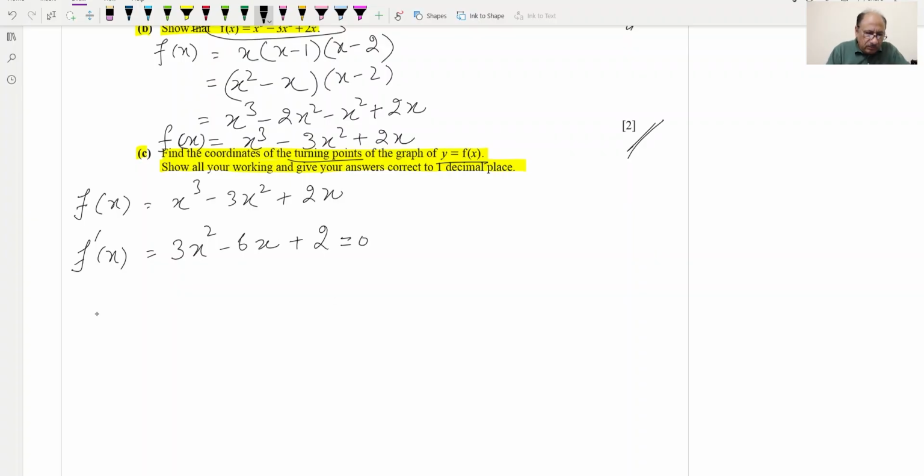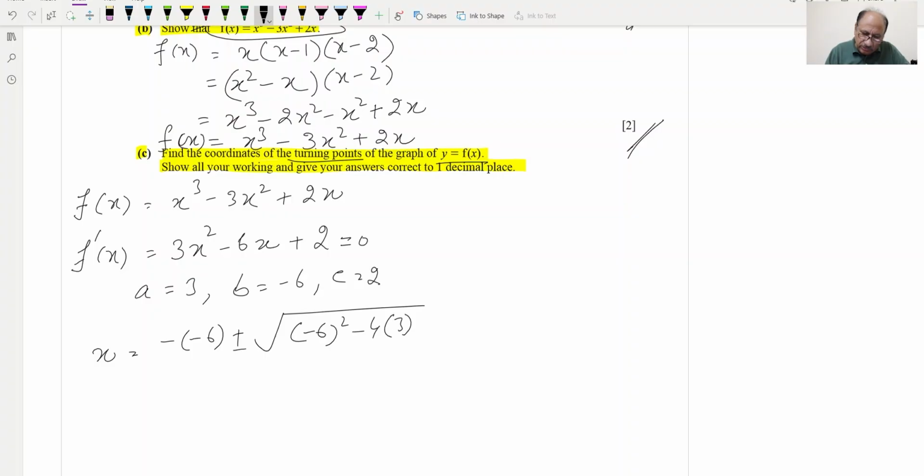Now we can factorize this, and for this we can take the a, b, c values and apply the quadratic formula. A is equal to 3, b is equal to minus 6, and c is equal to 2. When we replace the values, x is equal to minus b, so minus of minus 6, plus or minus the square root of b squared, minus 6 squared, minus 4ac, divided by 2a, where the a value is 3.